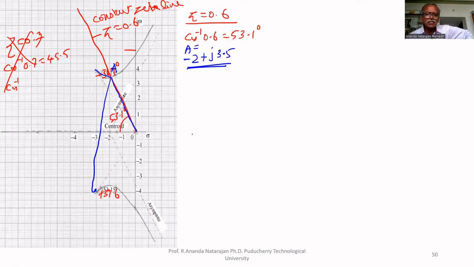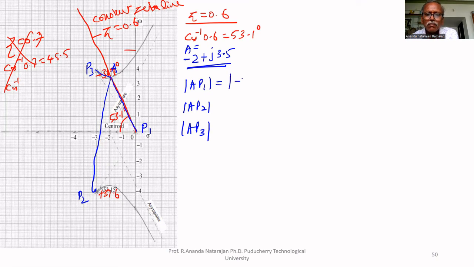Now we have to find the distances. This is P1, this is P2, this is P3. Now we have to find the modulus of AP1, modulus of AP2, and the modulus of AP3 to find K at A. So AP1 equal to modulus of minus 2 plus j3.5 minus of P3, which is minus 3 plus j4.